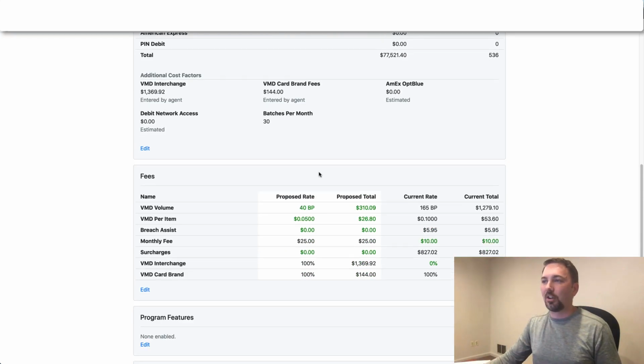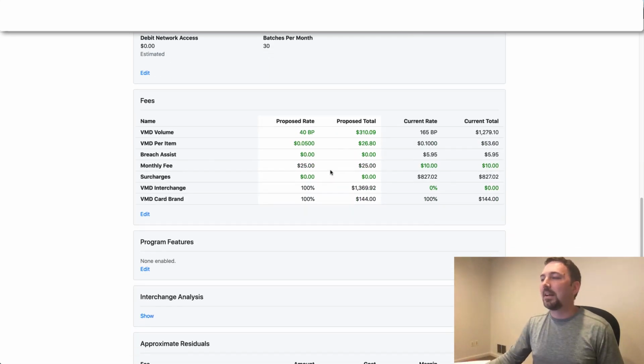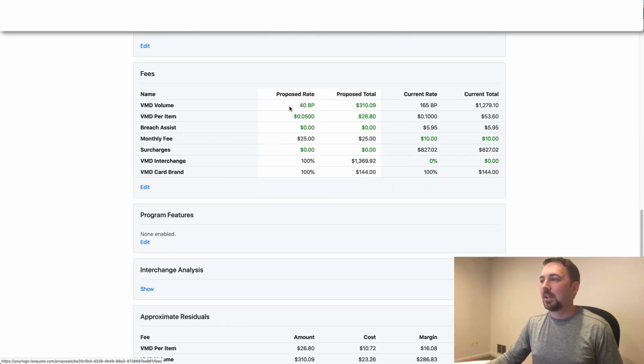So when you go down here, you'll notice we were able to figure out the interchange by looking at the surcharge table and using our algorithm. We were able to get a very, I believe, a very accurate estimate on the interchange cost. We were then able to add up all the card brand fees. There's no Amex OptBlue. They're actually on the old American Express 1-point program. But then down here in the fee section, you can see that we've entered what they're currently paying.